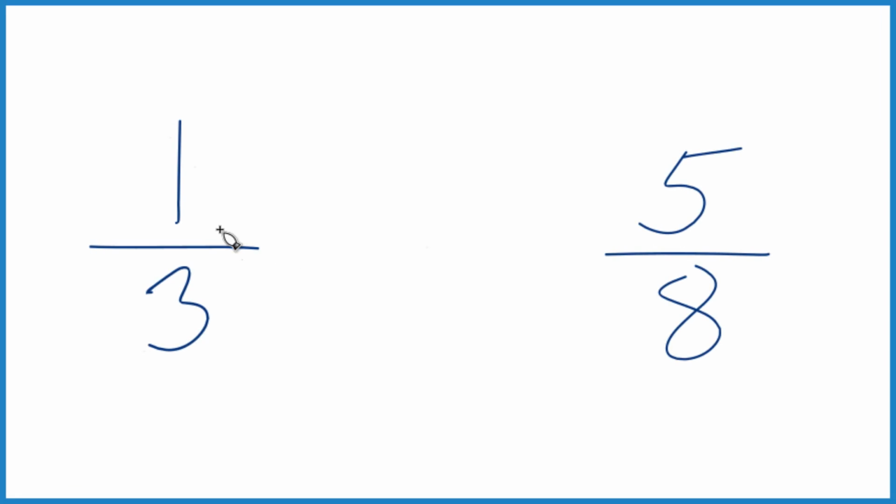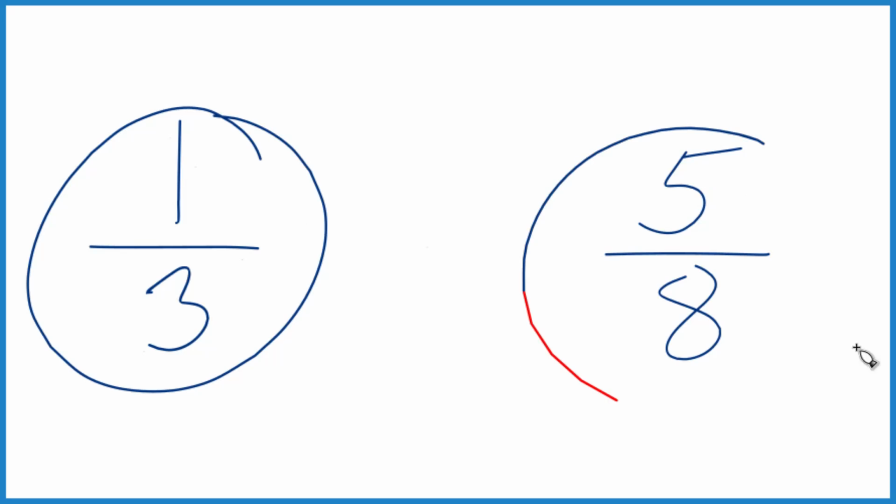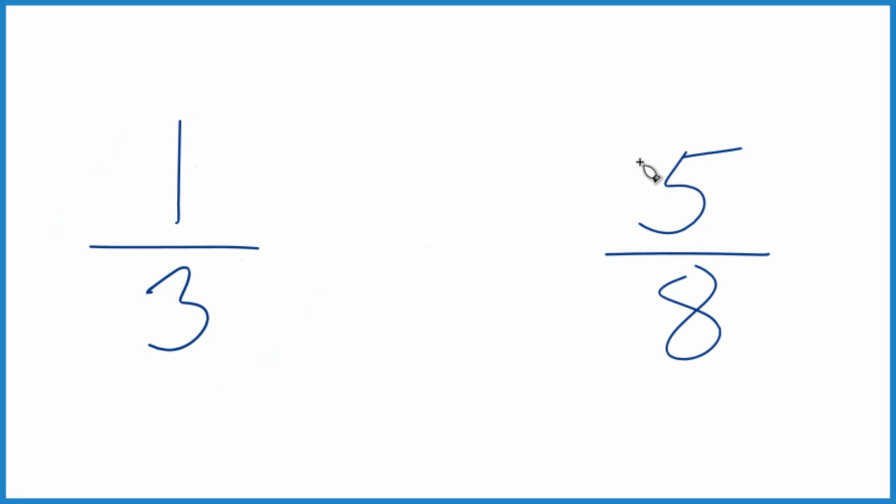So let's figure out the fraction that's exactly halfway between 1/3 and 5/8. So we're looking for the midpoint between 1/3 and 5/8. A few ways you could do it. You could add these together and then divide by 2. What I like to do is get the denominators to be the same, then I can compare the numerators. You get the same answer either way.